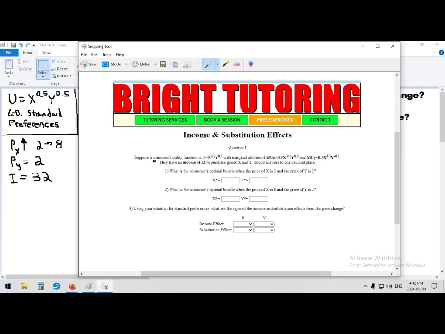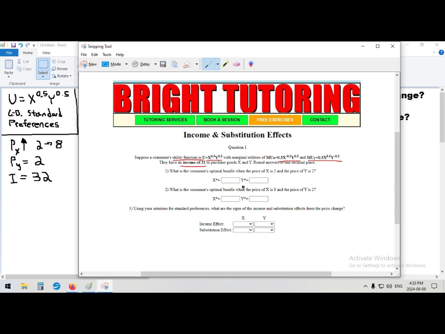So here's the question. Suppose we have a consumer with a Cobb-Douglas utility function where u equals x to the 0.5 times y to the 0.5, which gives them the marginal utilities of MUx equals 0.5 times x to the negative 0.5, y to the 0.5, and MUy equals 0.5, x to the 0.5, y to the negative 0.5. The consumer has an income of $32 to spend on goods X and Y.